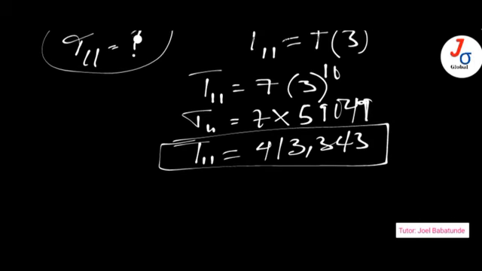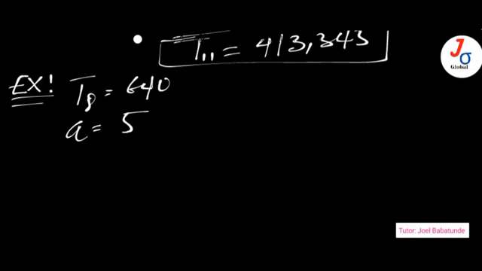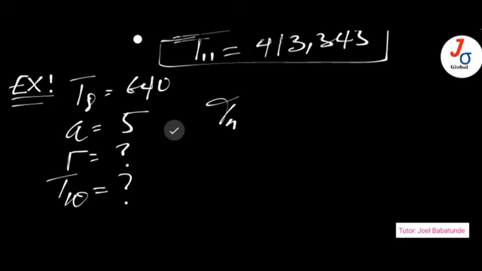All right, so let's take another example to explain this further. Let's say that the 8th term of a GP, T8, is equal to 640, and the first term is 5. You find the common ratio as well as the 10th term. So how do you solve for this? Now remember that for a geometric progression, you know it's a geometric progression because of this r. Tn equals a r^(n-1).